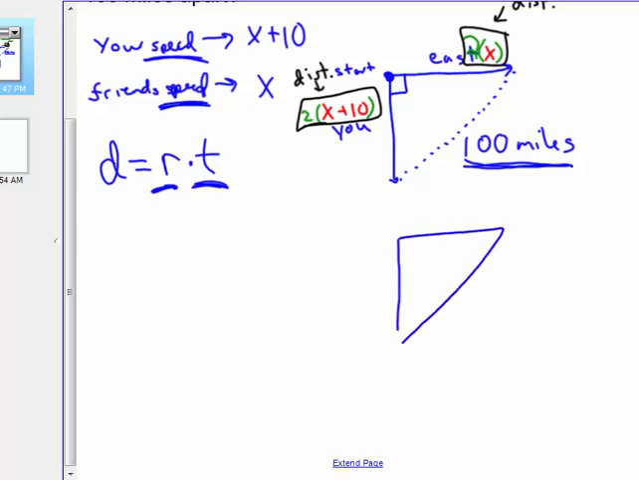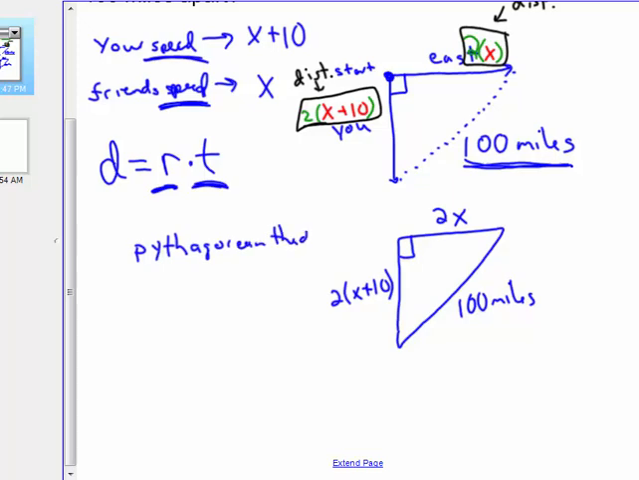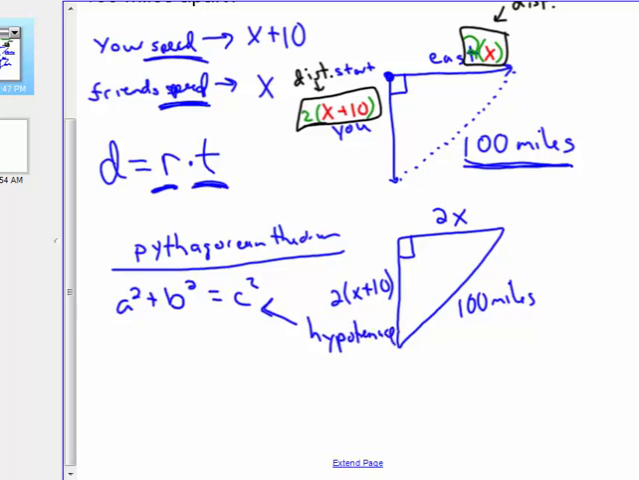So, taking a look. What do I have? I have 100. I have 2 times x plus 10, and I have 2x. I also have a right angle here. So, we're going to go back and use some geometry. The Pythagorean theorem. Now, if you recall the Pythagorean theorem, a squared plus b squared equals c squared. We've done a little bit before already. Remember, c, that's the hypotenuse. That's always across from the right angle. A and b, those are your 2 legs here.